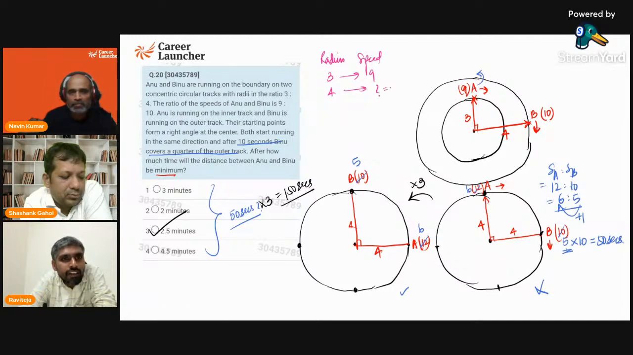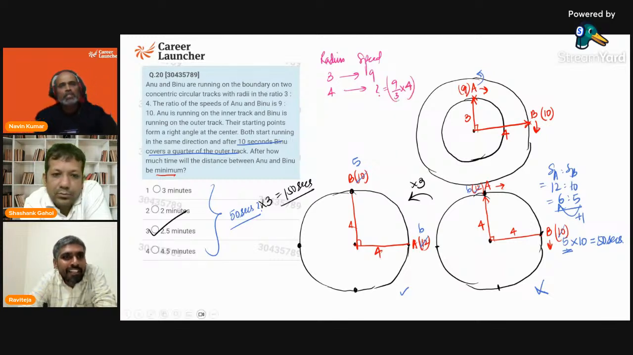In fact, Navin sir, these two could be assumed as a minute hand and an hour hand, where the speed is 6 is to 0.5. Instead, we are giving them a speed of 6 is to 5. That's it. Yeah, that's it.